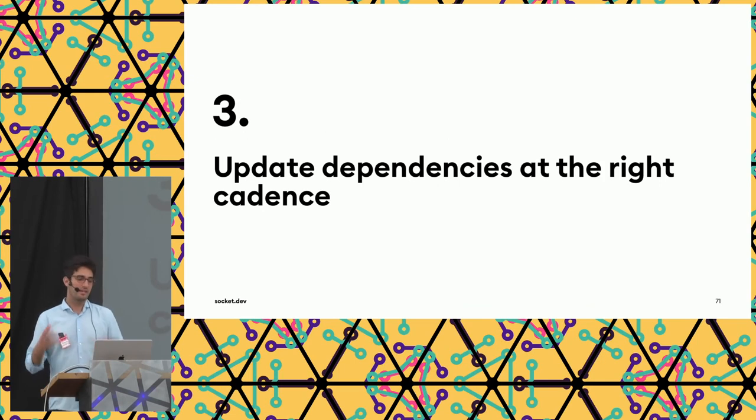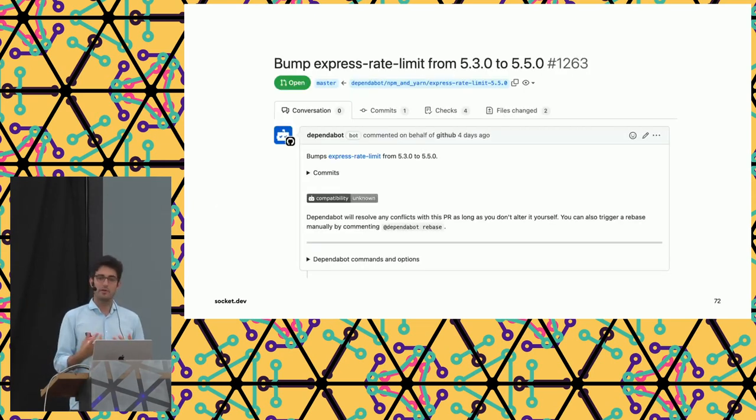The next idea is, say we now accept this, and we want to do something about it. So what do we do here? We need to update our dependencies at the right cadence. A lot of people these days are using tools like Dependabot to keep their dependencies at the latest version. And this is usually a good idea. The thinking goes, the quicker you update your dependencies, the more likely you will be taking in the security fixes and the improvements.